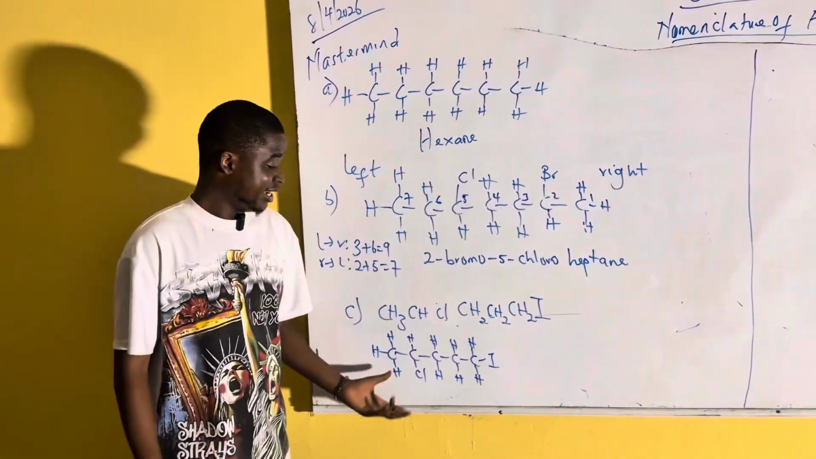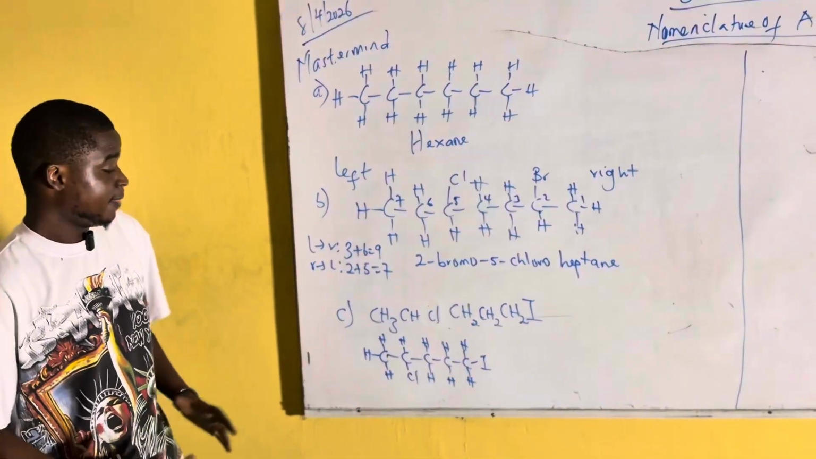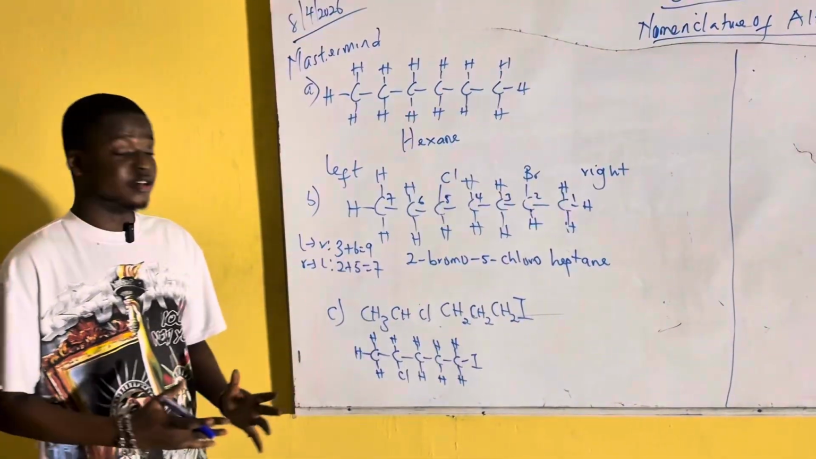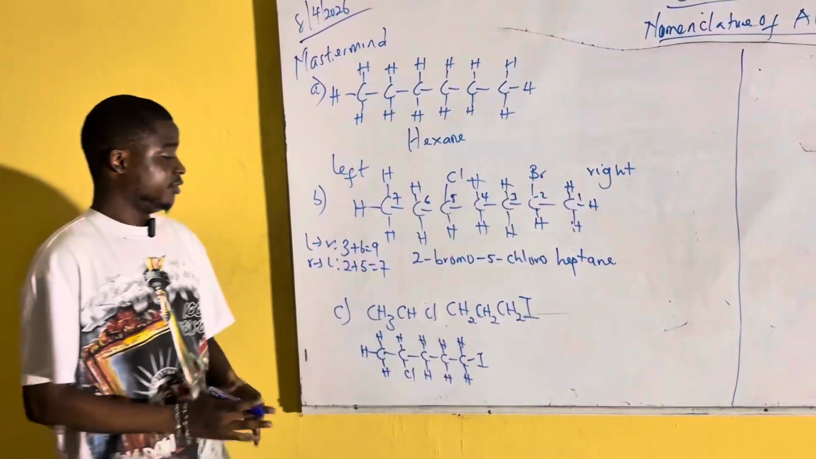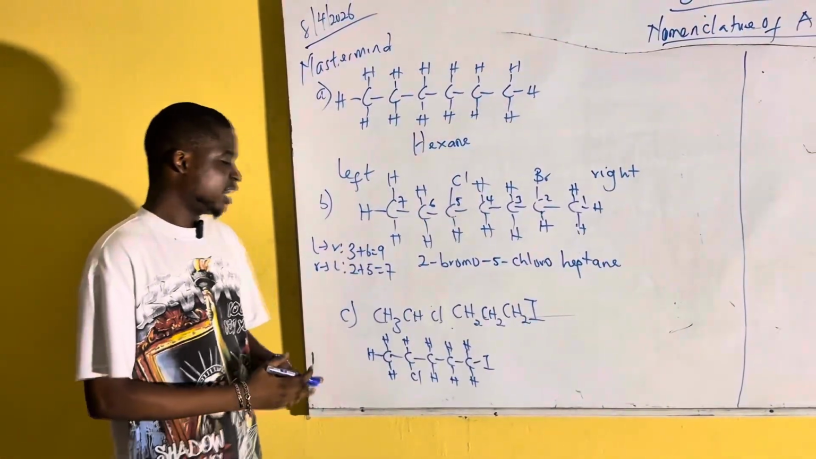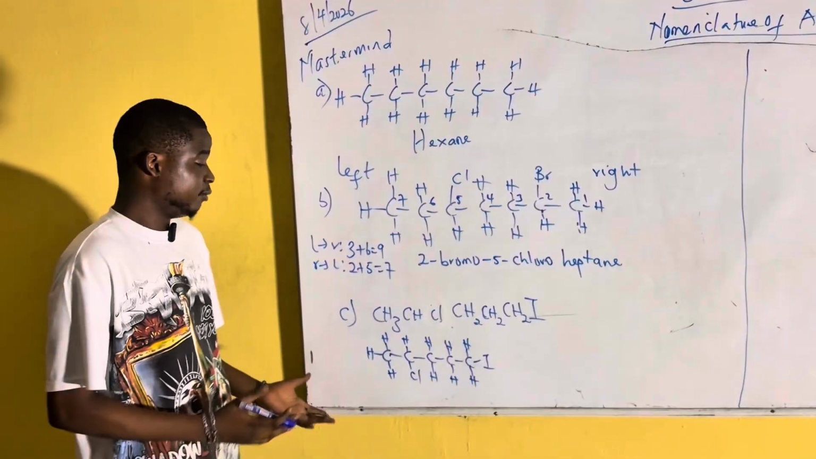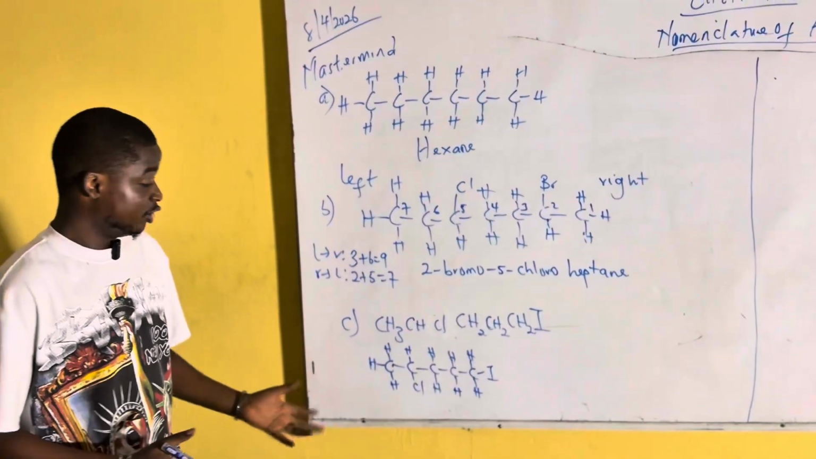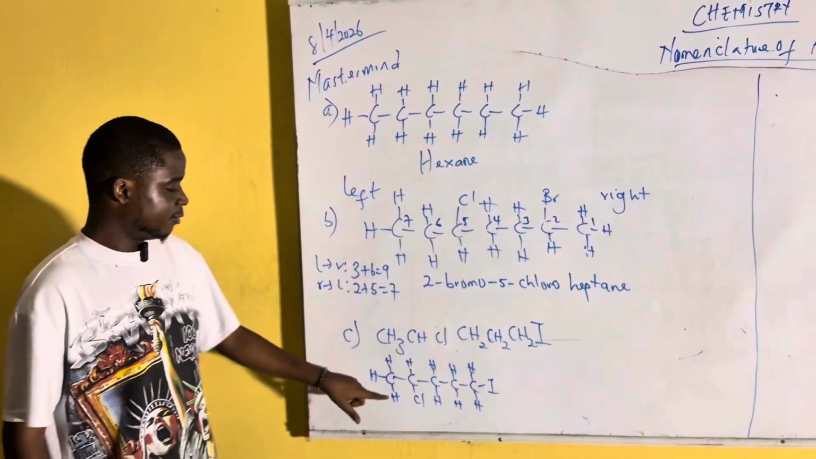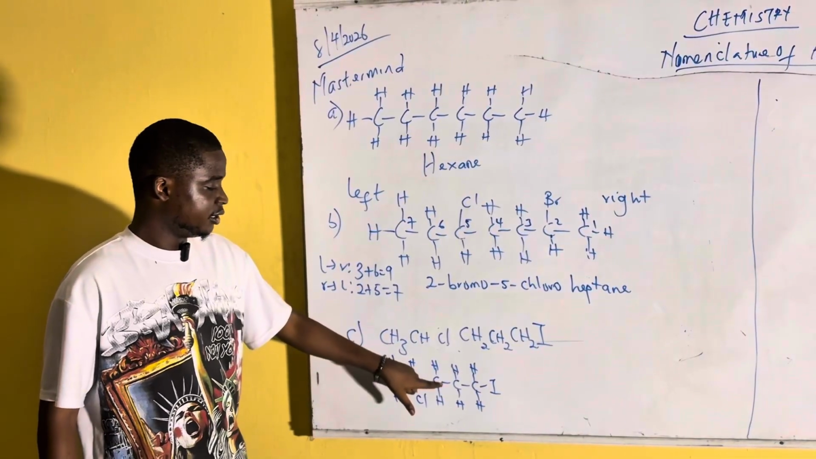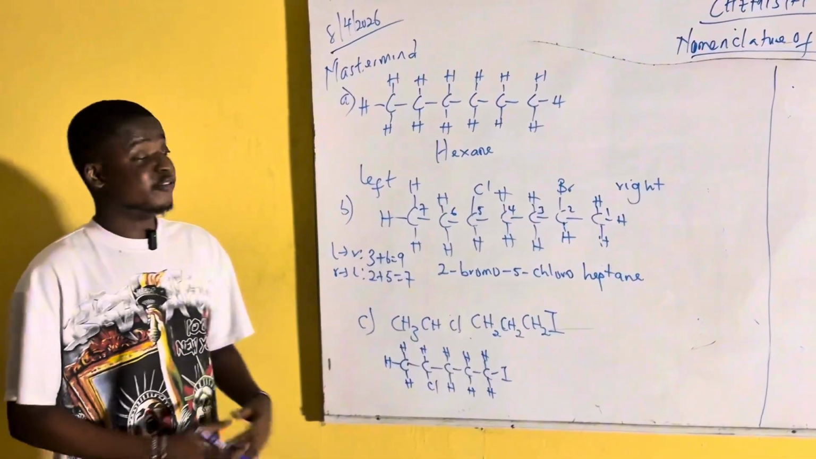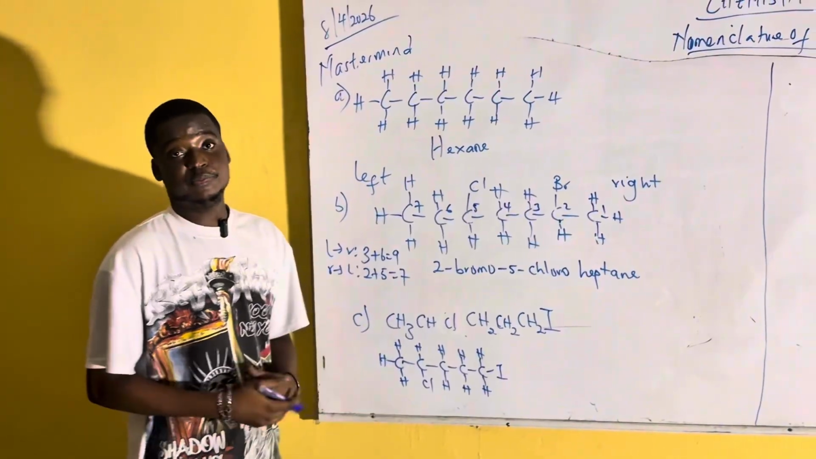Next we'll go ahead to name it. As usual, the first rule is to locate the longest continuous carbon chain from left to right. What is the longest continuous carbon chain in this structure? We can count: 1, 2, 3, 4, 5. So we have 5 carbons in this structure.